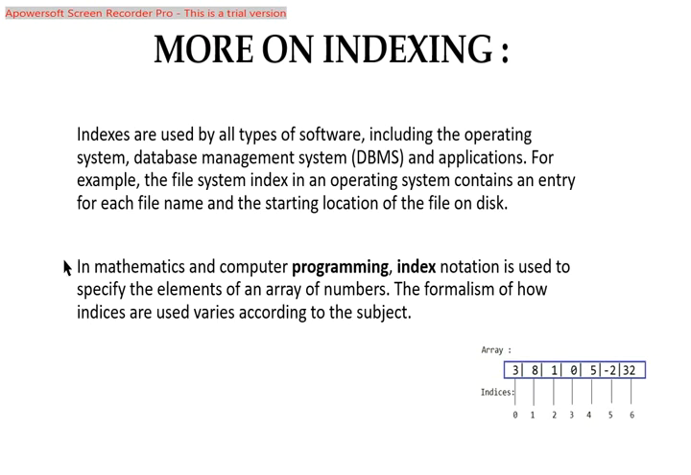In a proper way. In mathematics and computer programming, index notation is used to specify the elements of an array of numbers. The formalism of how indices are used varies according to the subjects. So here is an example. We see an array of 7 integers: 1, 2, 3, 4, 5, 6, 7. If we talk about programming, the array is made of a single data type. Here it is all integers, and the indices that are assigned are 0 for the first, 1 for the second, 2 for the third, and so on.